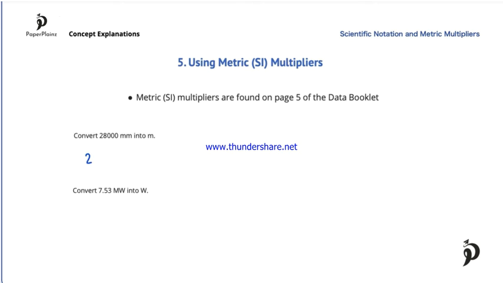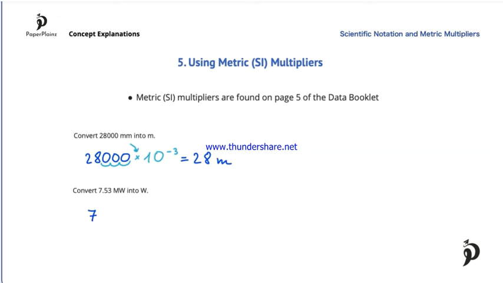We'll start by writing down 28,000. Milli stands for 10 to the power of negative 3, so here we get a multiplication by 10 to the power of negative 3. So we have to move the decimal point from the end of the number 3 places to the left. This gives us 28 meters.